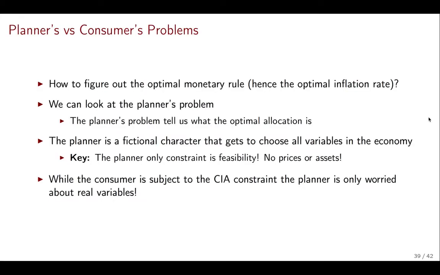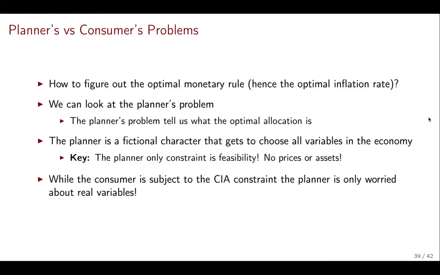And to do that, we're going to go back to a concept that you saw last semester, and that is the planner's problem. So the idea here is how to figure out the optimal monetary rule. Well, we can look at the planner's problem, because the planner is this fictional character that can choose the optimal allocation of the economy, the allocation that maximizes the welfare of agents, that maximizes the utility, being subject only to the feasibility conditions, so to the technological constraints of the economy. The planner doesn't have to care about prices or assets, and in particular, it doesn't have to care about the cash in advance constraint that the consumer is facing.